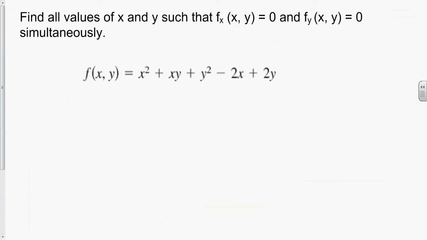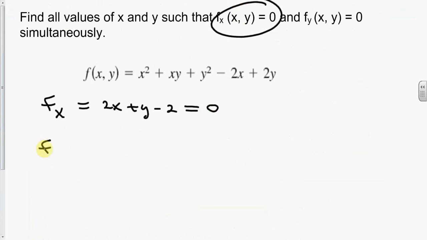Find all values of x and y such that the partial of f with respect to x is equal to 0, and then the partial of f with respect to y is set equal to 0 simultaneously. So once you do that, find the values of x and y that satisfy that. So first we find the partial of f with respect to x. This is 2x plus y minus 2. Here they say set it equal to 0. Find the partial of f with respect to y. This is x plus 2y plus 2. That's set equal to 0.